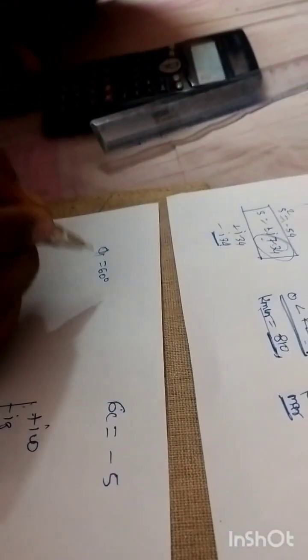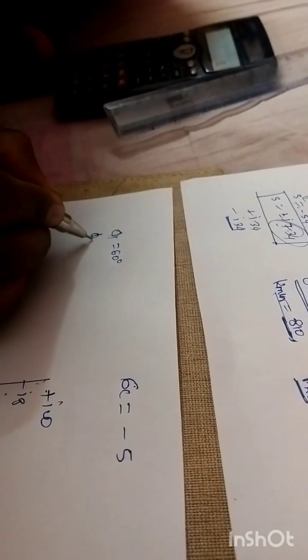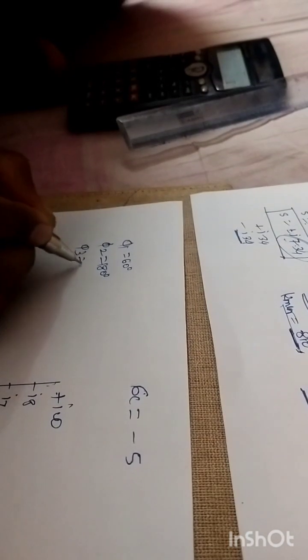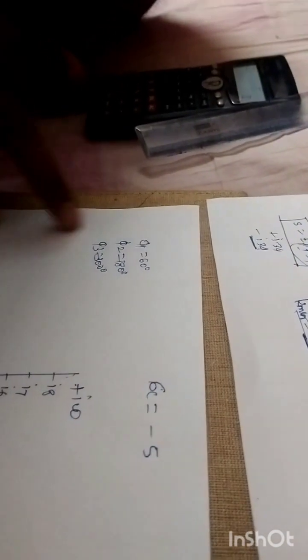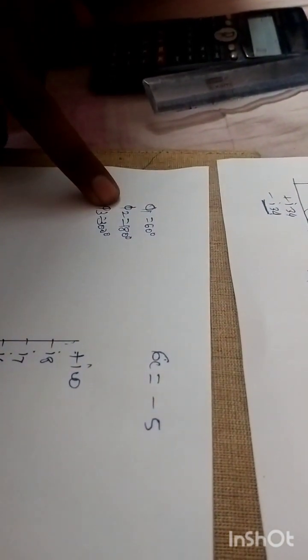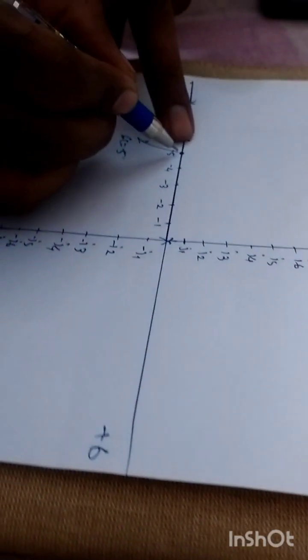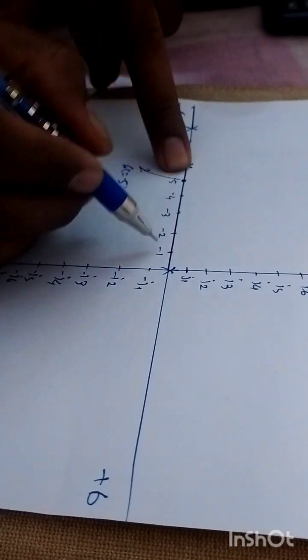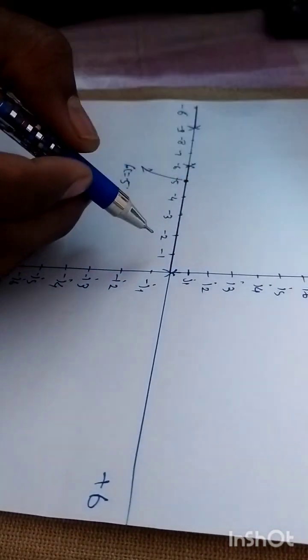As we know, it is already tabulated: phi 1 equals 60 degrees, phi 2 equals 180 degrees, phi 3 equals 300 degrees, right? So these angles are taken into account with the help of this protractor from this centroid. As I told you earlier, the centroid is nothing but the intersection point on this real axis, right?